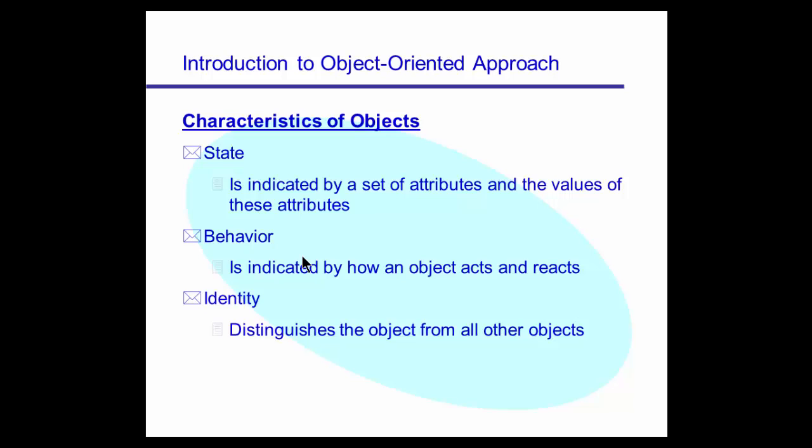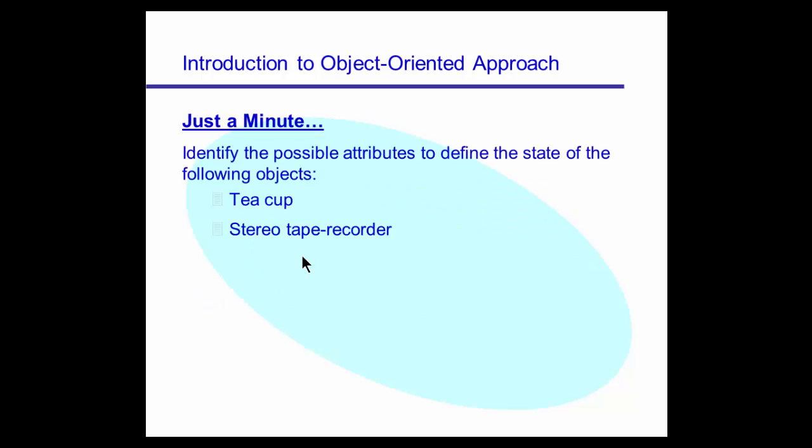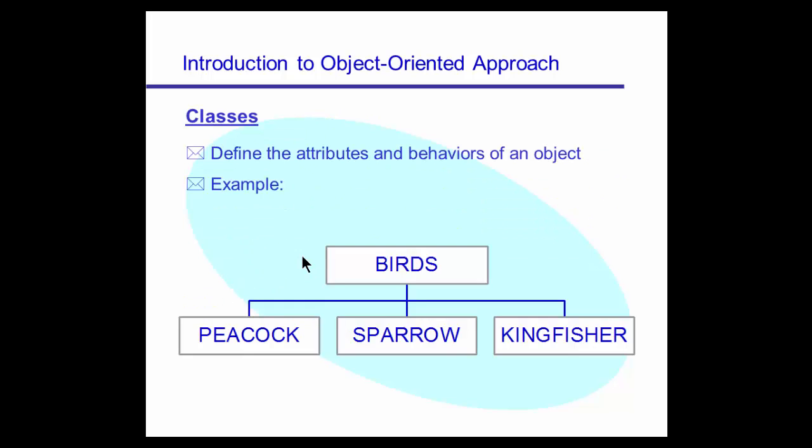Next we have classes. Just now we have studied what an object is. Next, what is a class? A class is nothing but a blueprint. It defines the attributes and behavior. A class is a very good example of an important object oriented feature known as encapsulation. So a class is considered a blueprint.